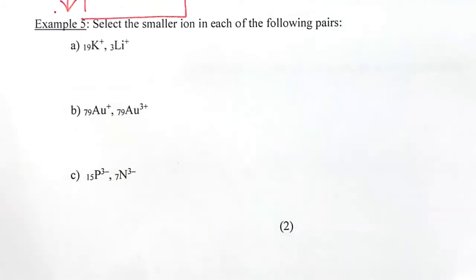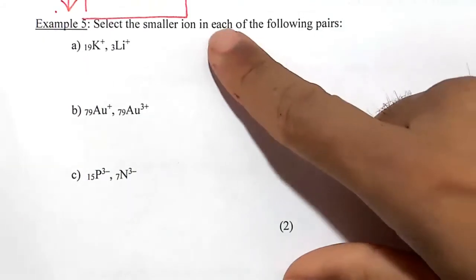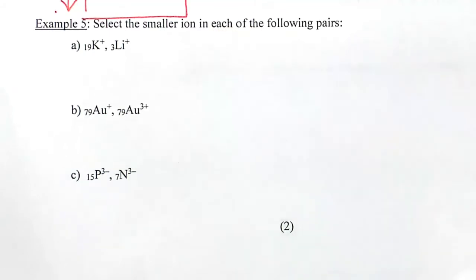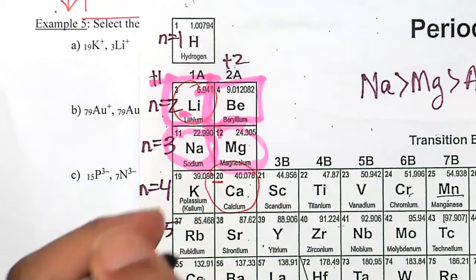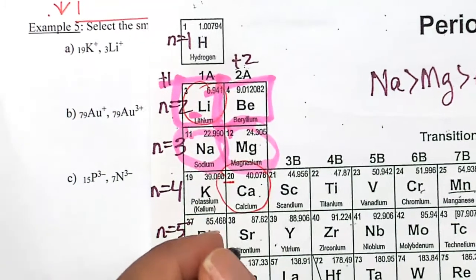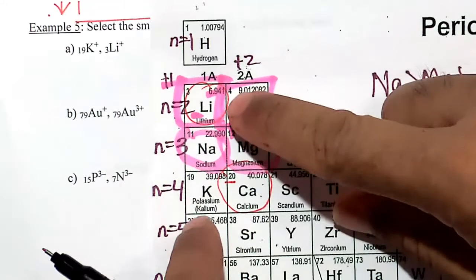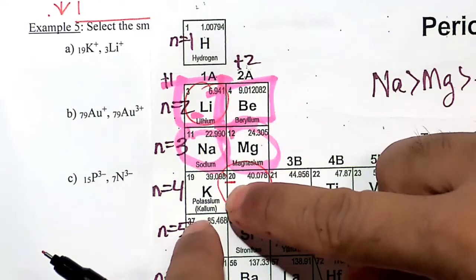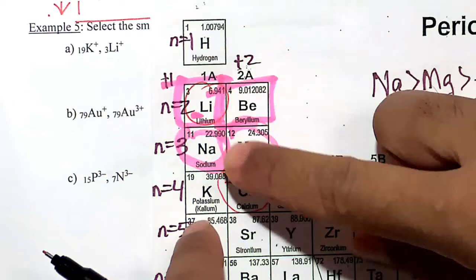Here we're asked to look at the size of the ion. This is different than the previous problem, which was atomic radius. Here we're looking at the ionic radius. So potassium and lithium. A positive charge means losing electrons, so they're going to be smaller. But we're looking at lithium and potassium. First, I would say compare the uncharged. Lithium is going to be smaller than potassium.